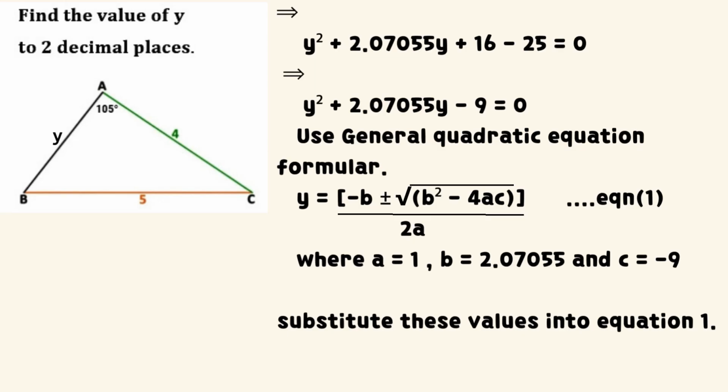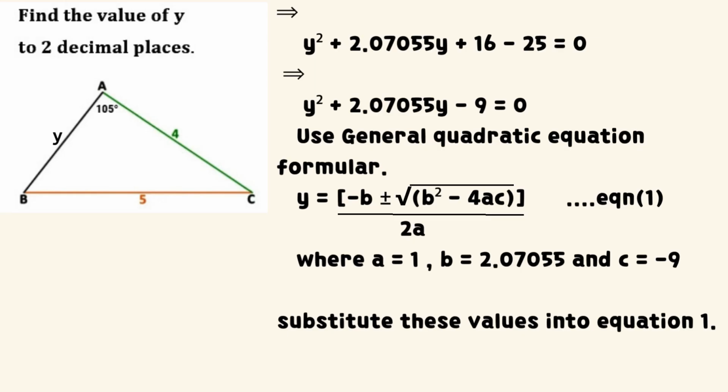Use the general quadratic equation formula. y equals negative b plus or minus the square root of the square of b minus 4 times a times c, all divided by 2 times a. We call it equation 1, where a equals 1, b equals 2.07055 and c equals negative 9.